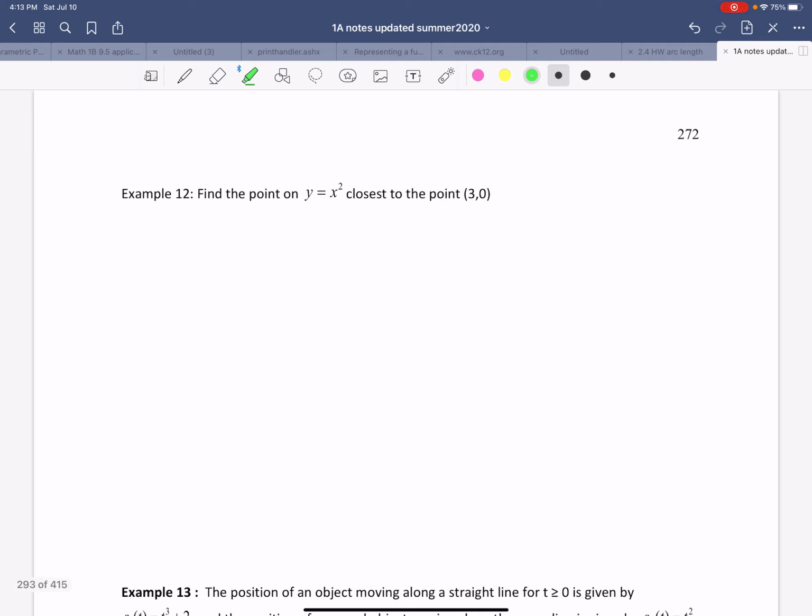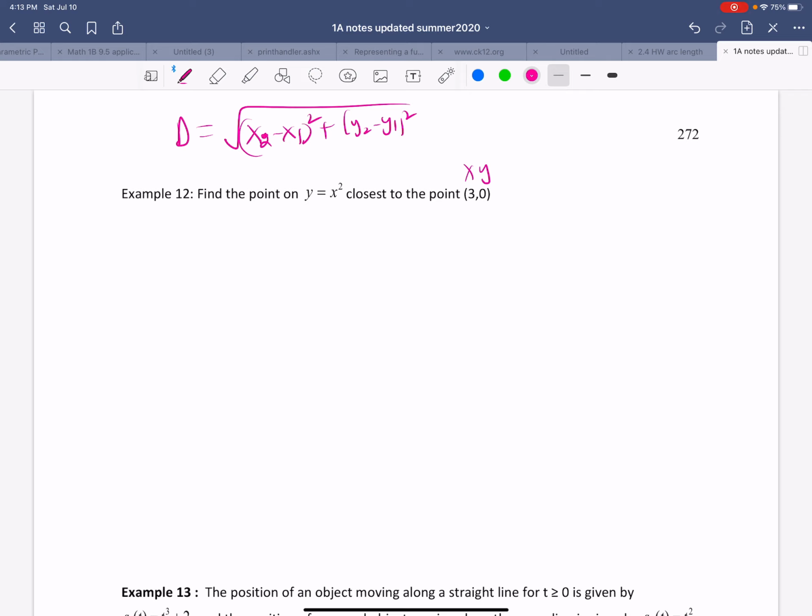Okay, find the point on y is equal to x squared closest to the point (3, 0). For these kinds of problems, wherever you're trying to minimize the distance, it's always nice and easy to minimize the square of the distance. So y is equal to x squared is given to me, and this is the point x, y. The distance formula, if you recall, is the square root of (x2 minus x1) squared plus (y2 minus y1) squared.